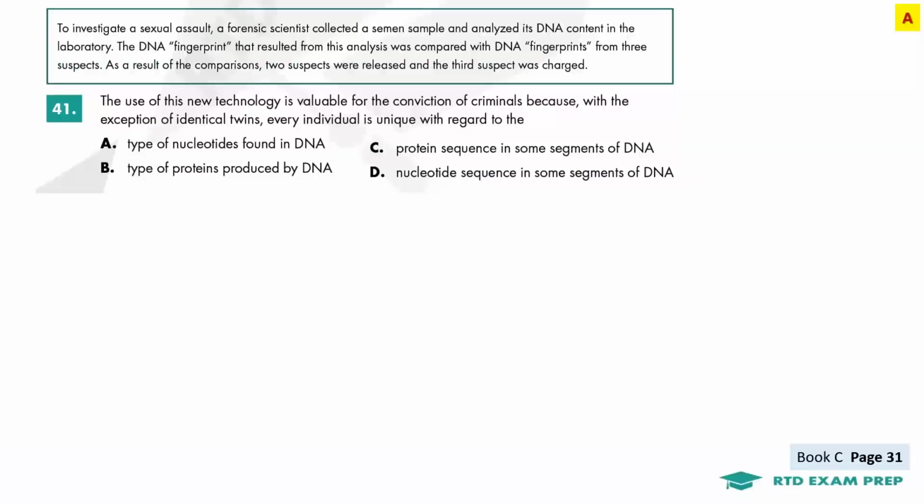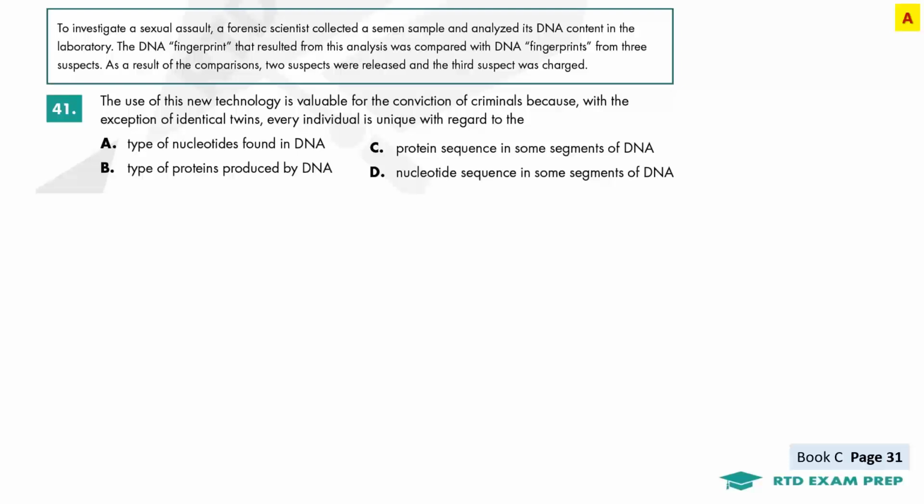41. To investigate a sexual assault, a forensic scientist can collect a semen sample and analyze its DNA content at the lab. This DNA fingerprint, and they're doing a comparison of 3 suspects here. As a result, 2 suspects were released and a 3rd was charged. The use of this new technology is valuable for conviction, with the exception of identical twins. Why? Because every individual is unique.